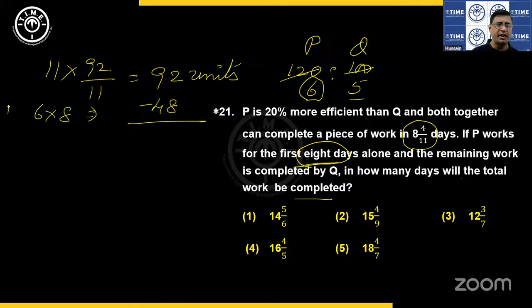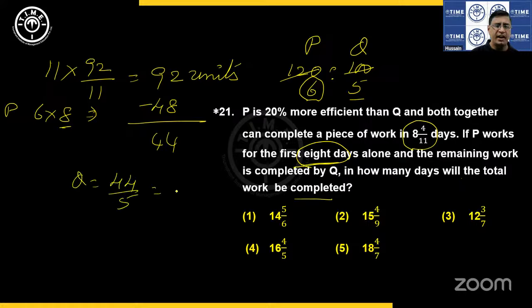P worked for 8 days, so 48 units completed. 48 units completed means what is the remaining? Remaining is equal to 44. Now this remaining 44, who has to complete? Q has to finish. Efficiency of Q is equal to 5. So Q can complete it in how many days?